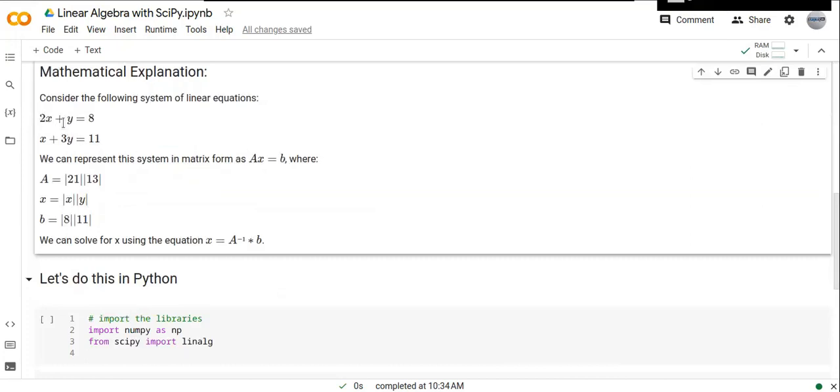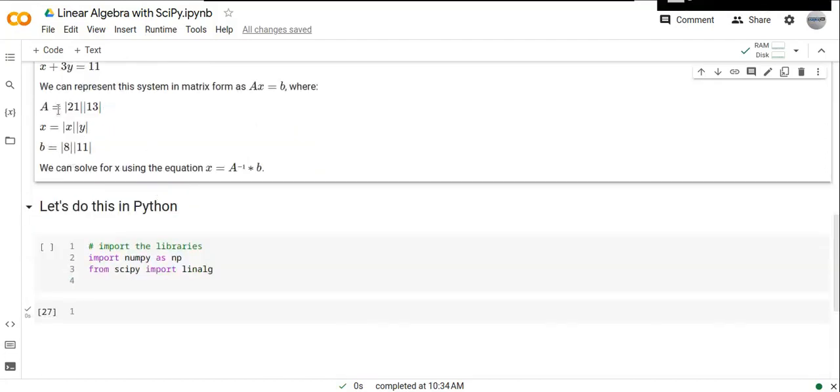Let's consider the following system of linear equations: 2x plus y equals 8 and x plus 3y equals 11. We can represent this system in matrix form as Ax equals b. A represents the matrix of coefficients of the linear system, x is the variable that's going to be solved, and b is the constants of the equation, 8 and 11.